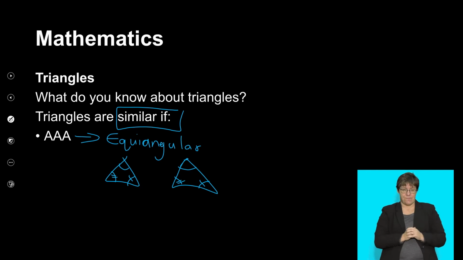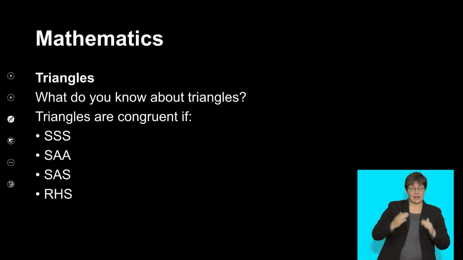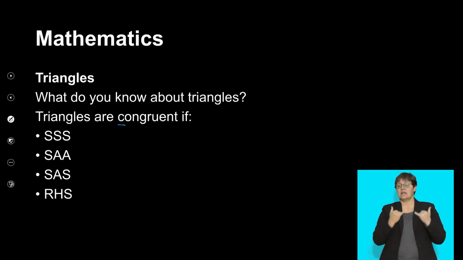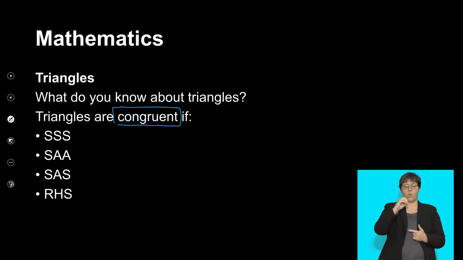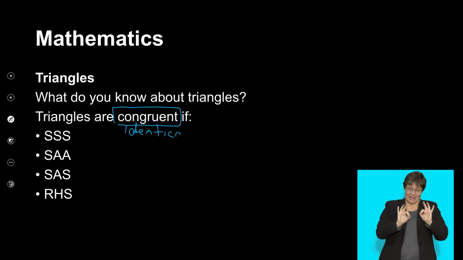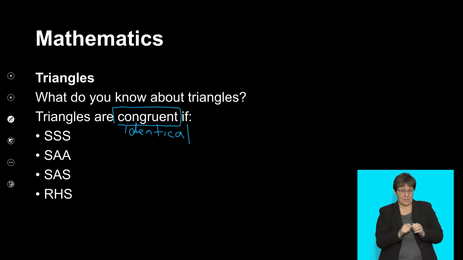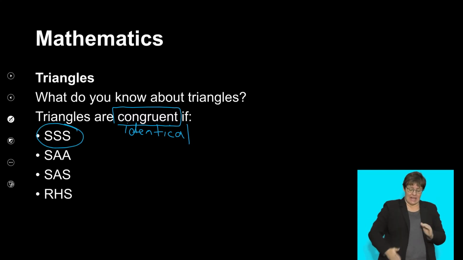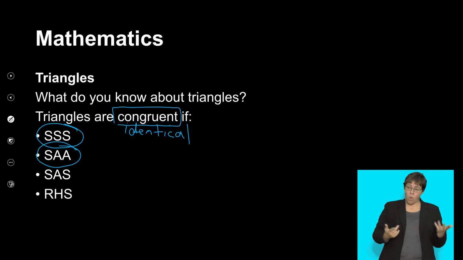But what if both angles and sides are now equal? This is where we talk about the concept of congruency, because congruency has to do with things that are identical, whereas similarity is things that are in proportion with one another. Congruent, identical. Similar, proportional. So for things to be identical, all sides must be equal, or one side or one pair of sides and all the angles must be equal, meaning two pairs of angles.